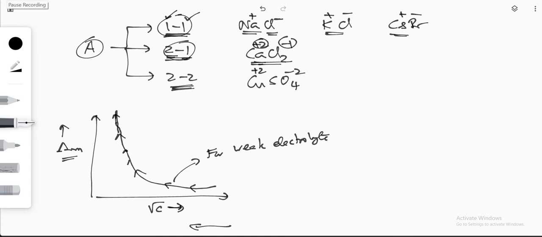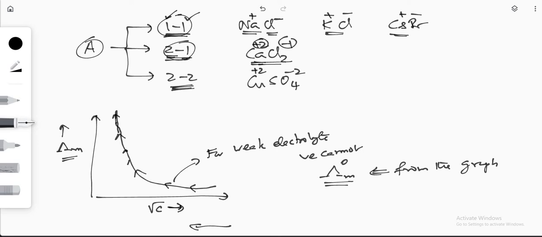And for weak electrolyte, we cannot find the value of lambda m naught from the graph. I'll write like this: we cannot find lambda m naught from the graph. From the graph, you cannot find it for weak electrolyte.